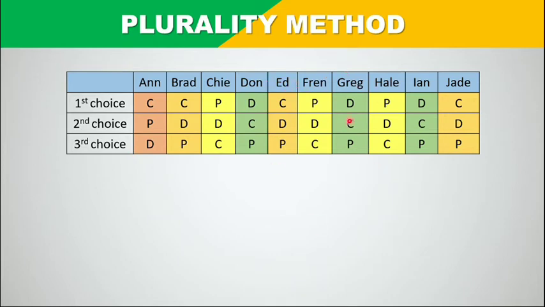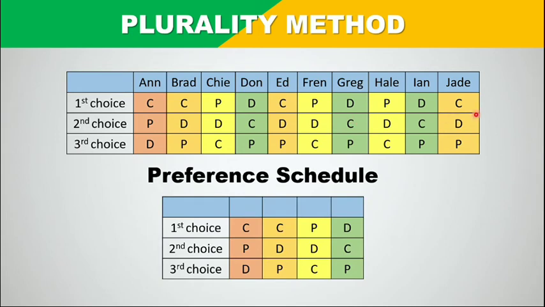Now we will use a preference schedule in order to tabulate the number of preferences in each combination. For example, CPD is the preference wherein Cebu is the first choice, Palawan is the second choice, and Davao is the third choice. Who among your friends preferred this combination? You only have one, Anne. Now, who preferred Cebu first, Davao second, and Palawan third? We have Brad, Ed, and Jade.